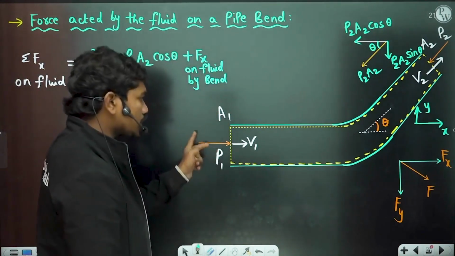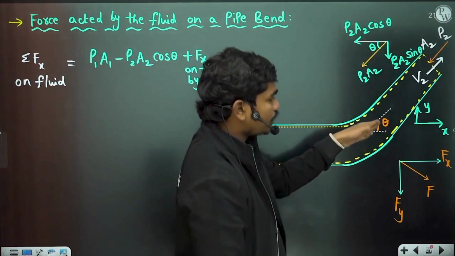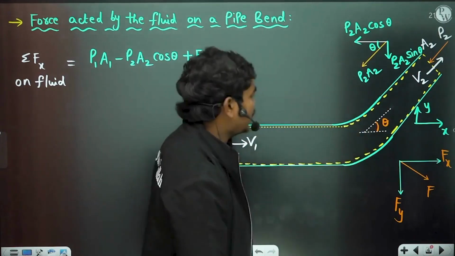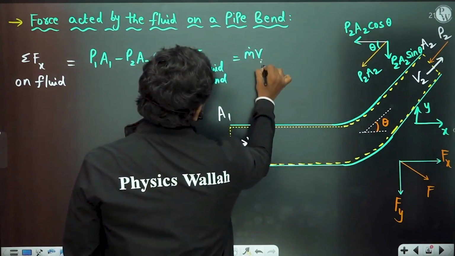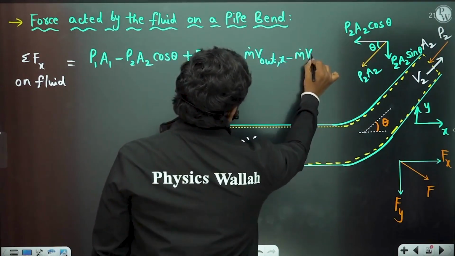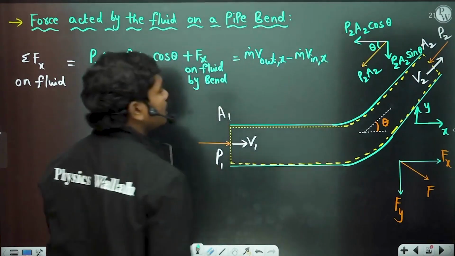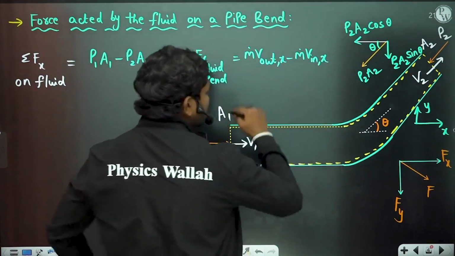So two pressure forces, this pressure force and also this pressure force, act at the same time, and because of the bend there is some force that actually acts. So this is equal to m dot v out in the x direction minus m dot v in in the x direction, correct? This is the momentum equation that you have. So if you simplify, what is this V out in the x direction?